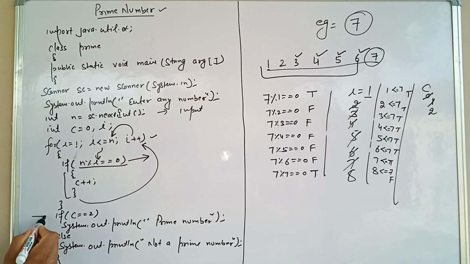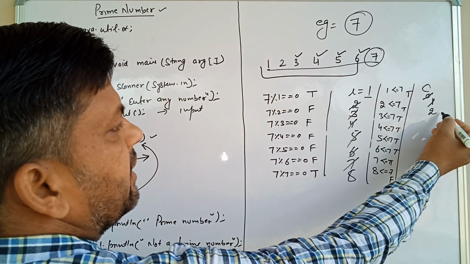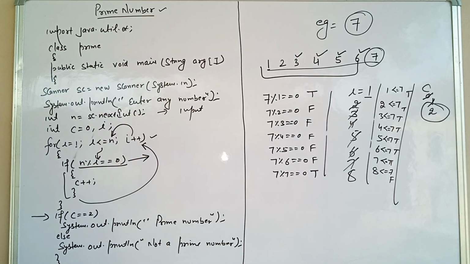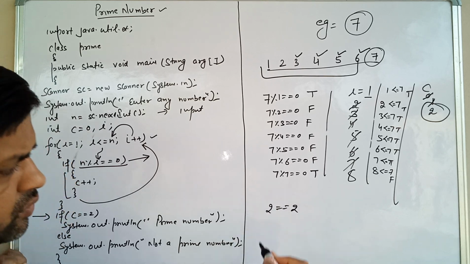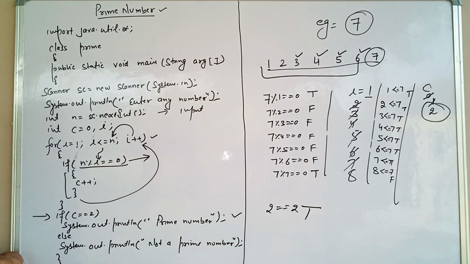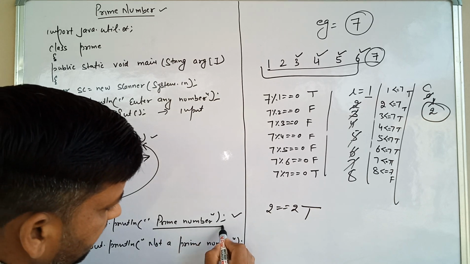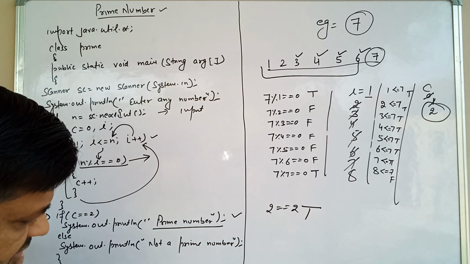Outside the loop, I have written one statement: if C equal to 2. Here C is storing the count of factors. Now for n equal to 7, what is the count of factors? 2. So this condition will be checked: 2 equal to 2, condition true. If this condition is true, the first statement will be executed. So what will print? Prime number. And if C is not 2, then it will come to the else part. In the else part, what will it print?